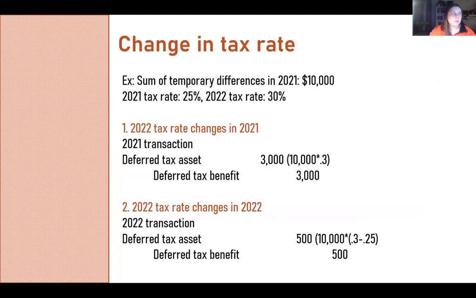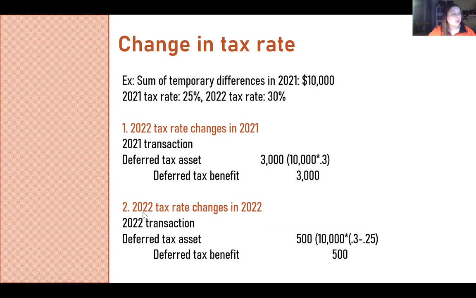I have 2 examples. Here you have temporary differences in 2021 of $10,000. Your 2021 tax rate is 25% and 2022 tax rate is 30%. First, if your 2022 tax rate changes in 2021, you're going to take your temporary difference of $10,000 and multiply it times your 2022 tax rate of 30%. So that's going to give you a deferred tax asset of $3,000.